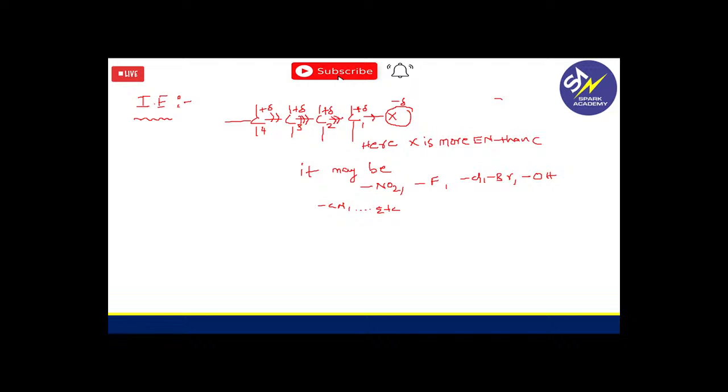Now see, observe clearly all of you here. The permanent polarization will take place on the given carbon chain. The permanent polarization of carbon chain due to the presence of more electronegative atom or group is called inductive effect. Now I am writing the definition of inductive effect. Here permanent polarization will take place. Positive poles and negative poles are formed in the given carbon chain.